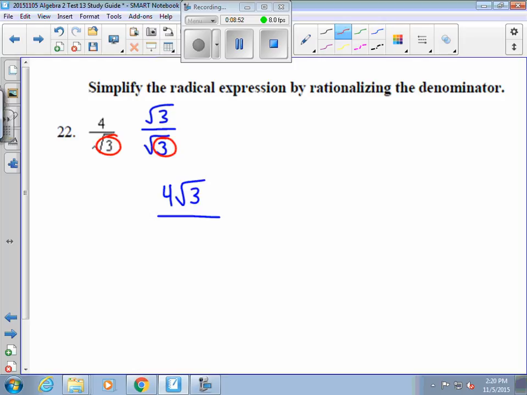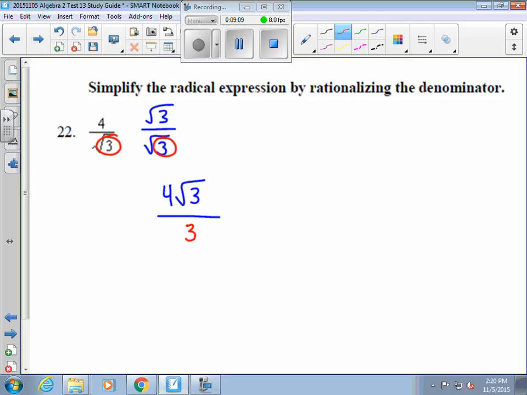Remember, if it's the same radical, whatever's underneath that radical, you could just simply take it out and put it over 3. If you do need to multiply them together, though, the square root of 3 times the square root of 3 is the square root of 9, and the square root of 9 comes right back to being 3.